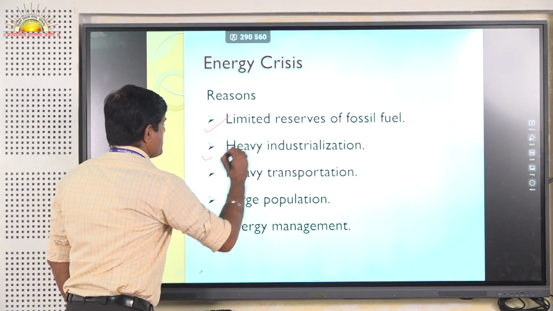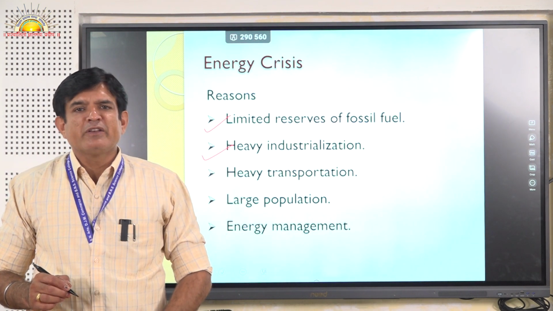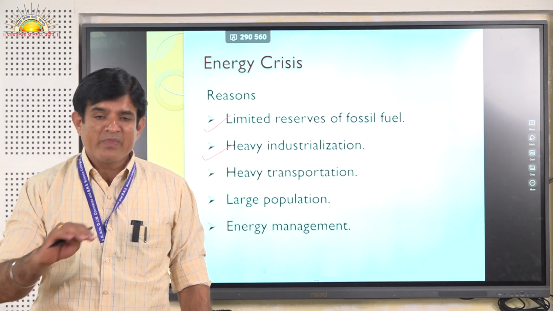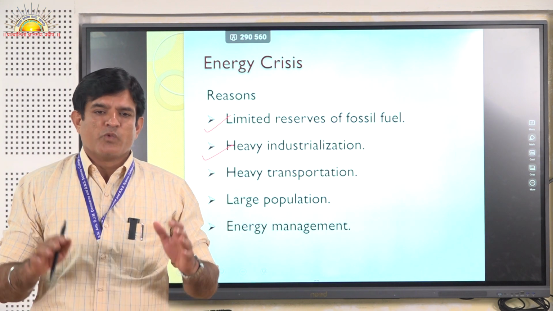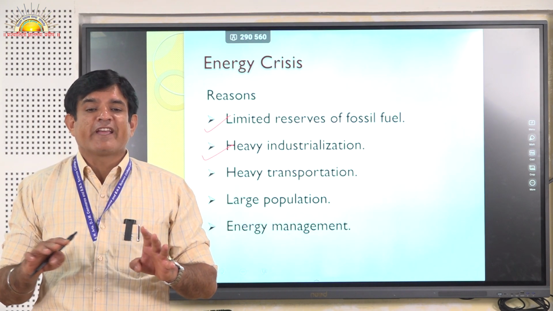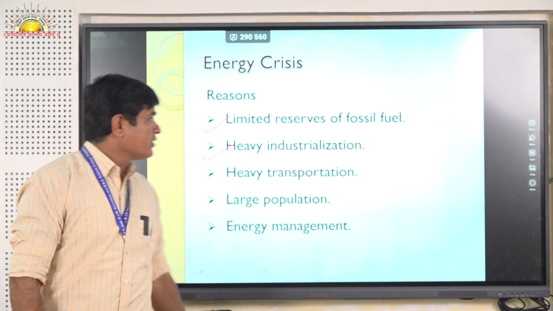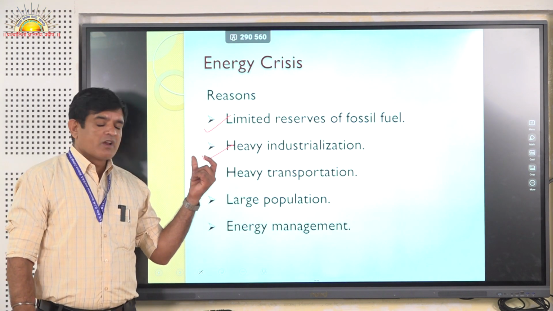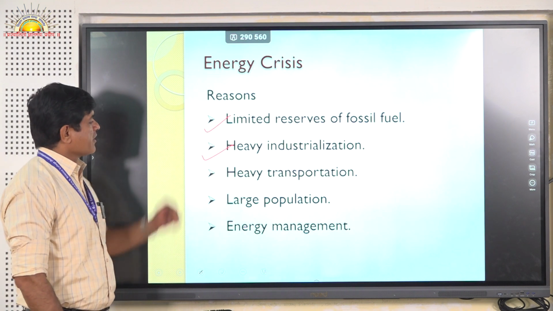Then the second reason is heavy industrialization. Industrialization goes on increasing day by day, and to run the industry it requires a tremendous amount of energy. Without energy industry cannot be run. Without energy we cannot produce any part. There is no possibility of production without energy. Therefore to run the different types of industry we want a large amount of energy. Therefore heavy industrialization is also one of the reasons of energy crisis.